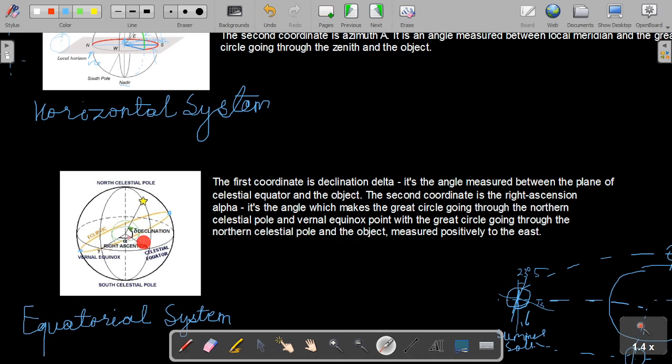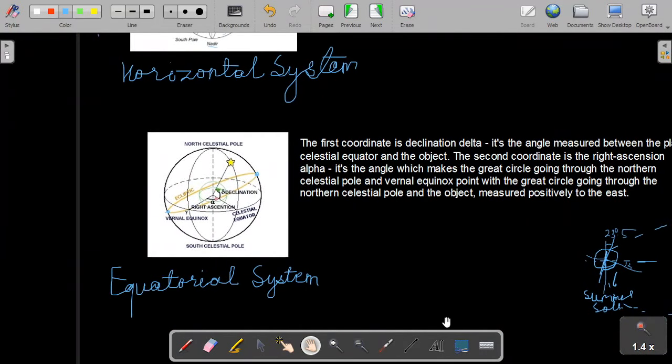It's the angle made by the great circle going through the north celestial pole and the vernal equinox, we are going to discuss the vernal equinox in just a bit, and the angle made by the great circle of the object. Okay, and it is defined to be positive towards east, or basically towards the anti-clockwise direction. I hope this much was clear.